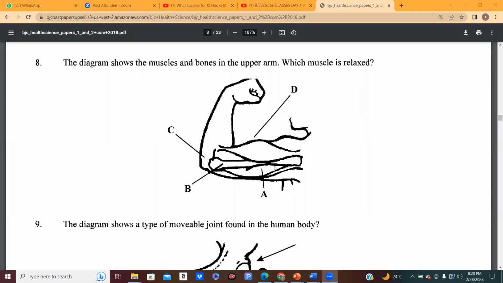A. A, very good. And A points to the triceps. So this is relaxed, and this one is contracted. Relaxed means that it's smooth, its muscle is not bulged out. Contracted means that the muscle is bulged out and it's ready for action. All right. So the correct answer is A.